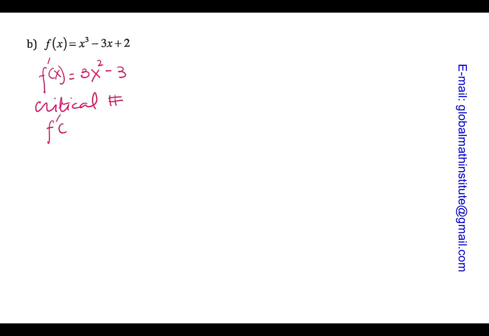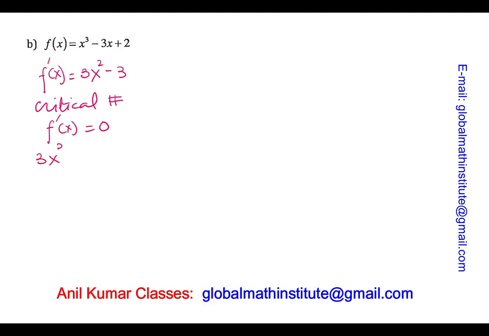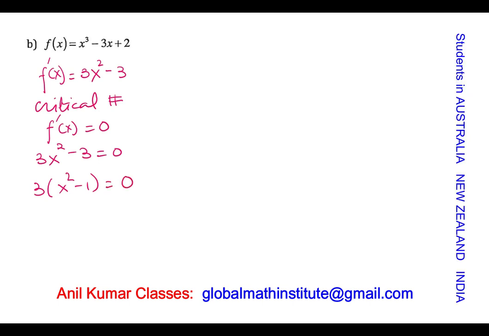Means it will equate the derivative to 0. Means 3x squared minus 3 equals 0, right? You can take 3 common. You get x squared minus 1 equals 0. So we get a value, x equals plus or minus 1, which can satisfy this equation. So we have got 2 points, right? One at plus 1, the other one at minus 1.